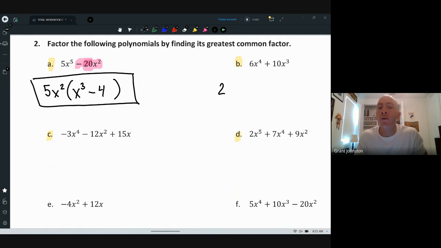And I have x to the fourth and x to the third. Well, x to the fourth is comprised of 4 x's. X to the third is comprised of 3 x's. So the maximum number of x's I can take out of both of those is only 3. So I'm going to take out a 2x to the third.